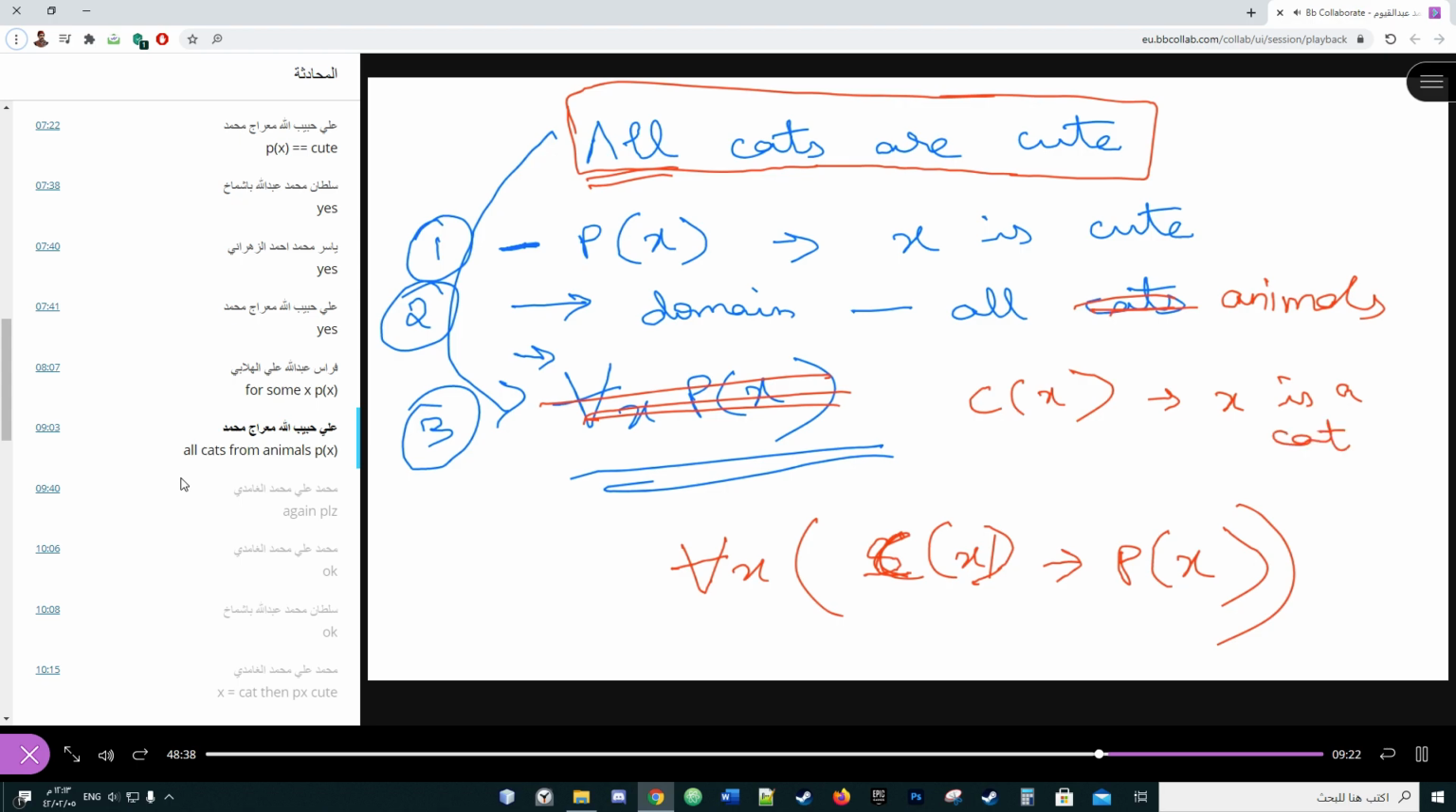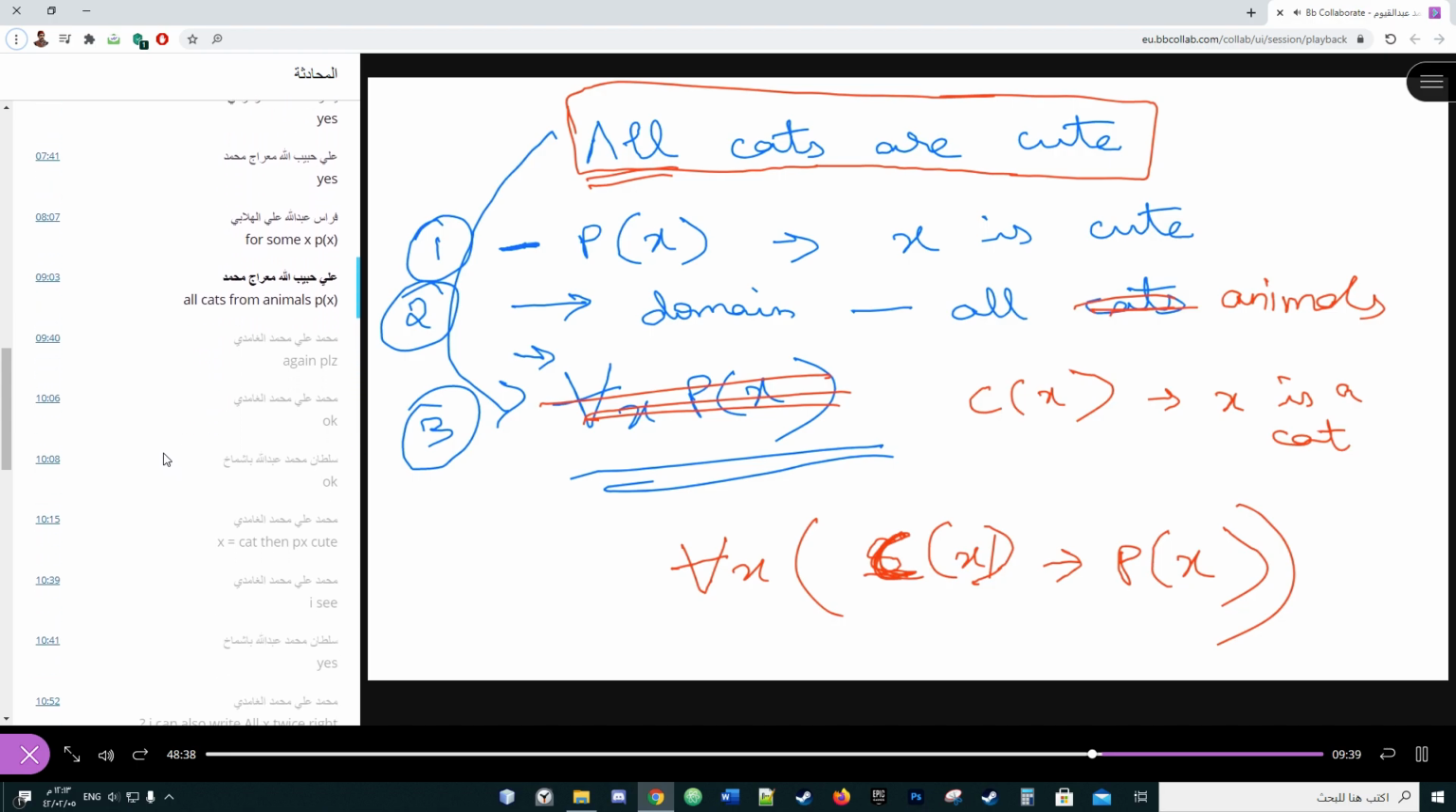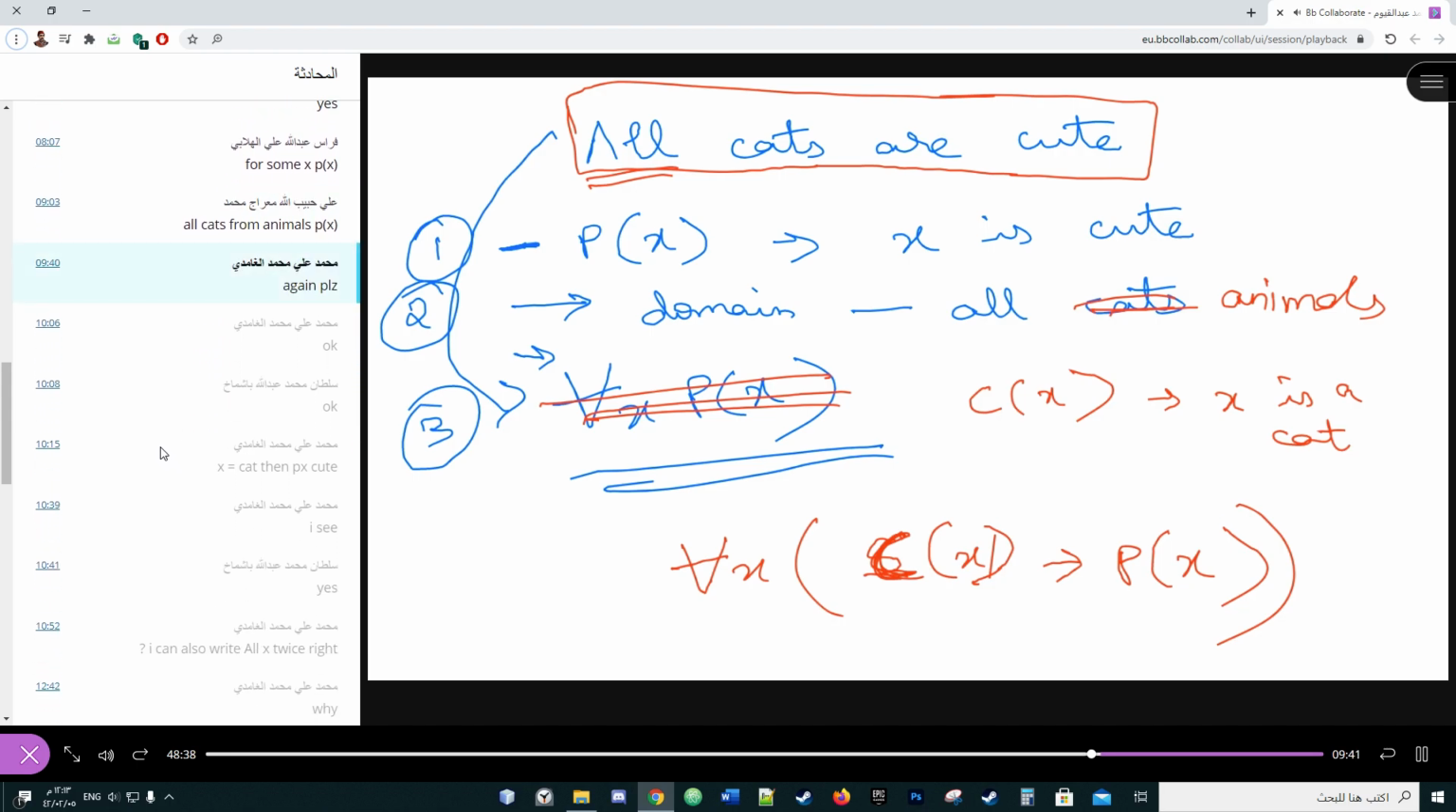Okay, very good, Ali. So all cats from animals. This statement says if x is a cat, then x is cute, and this is true for all x. Is this statement clear? Okay, very good. So what does the statement tell us? It says if x is a cat, then x is cute. Is this clear?